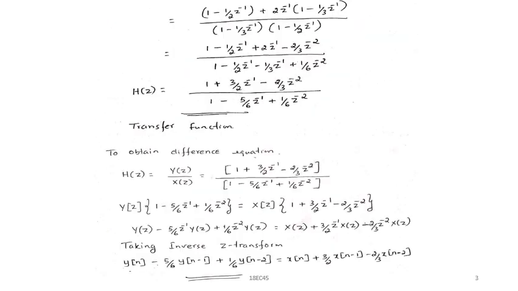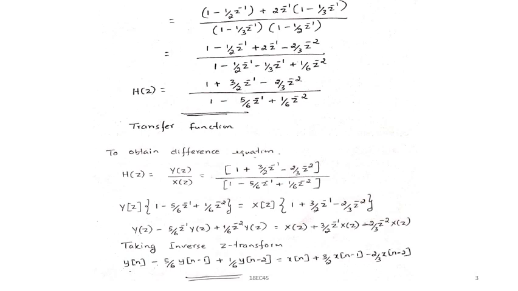And I'll simplify this: 1 minus (1/2) z inverse plus 2 z inverse into 1 minus (1/3) z inverse, divided by the denominator, 1 minus (1/3) z inverse into 1 minus (1/2) z inverse. Multiplying and simplifying, I get 1 minus (1/2) z inverse plus 2 z inverse minus (2/3) z to the power minus 2. The denominator is 1 minus (1/2) z inverse minus (1/3) z inverse plus (1/6) z to the power minus 2. So finally, for my transfer function, I get 1 plus (3/2) z inverse minus (2/3) z to the power minus 2 divided by 1 minus (5/6) z inverse plus (1/6) z to the power minus 2.